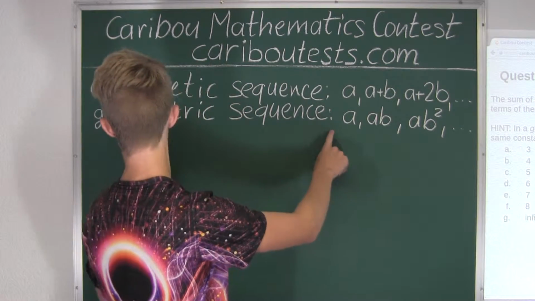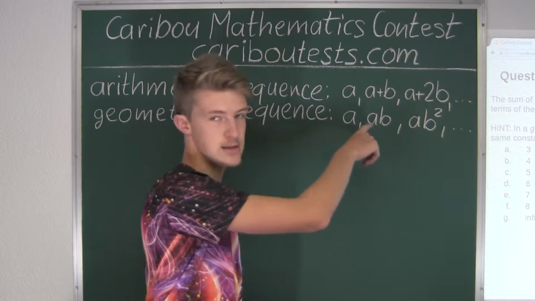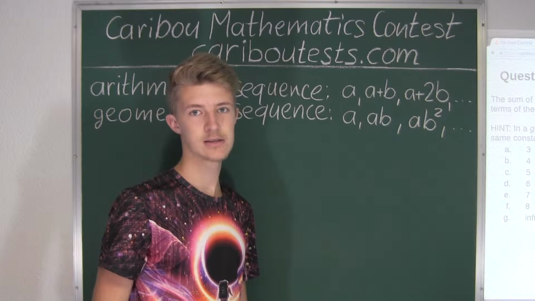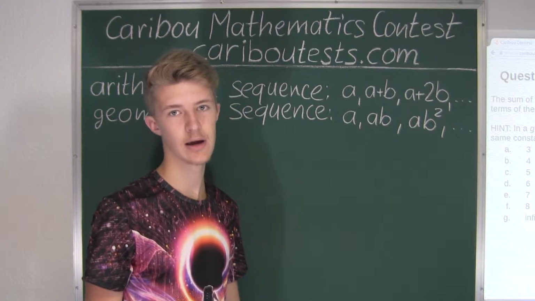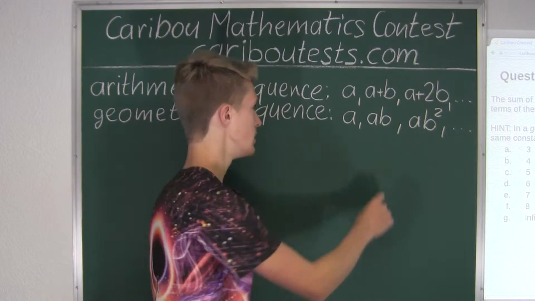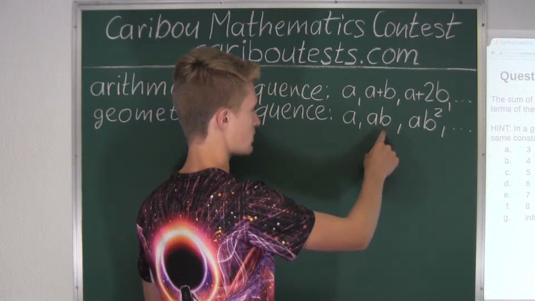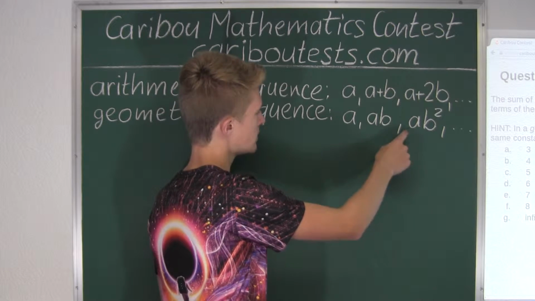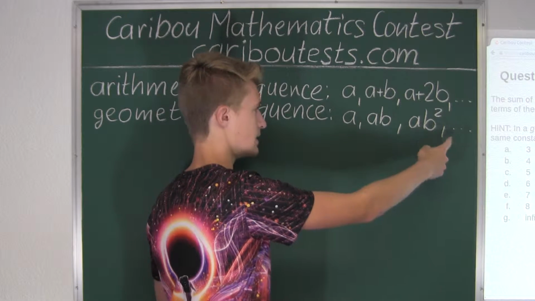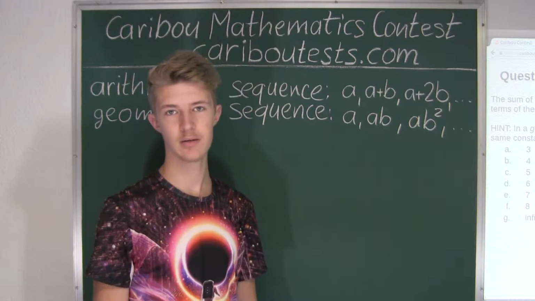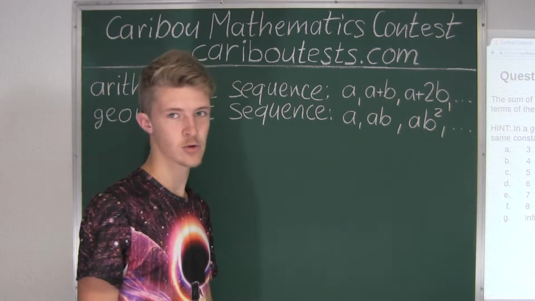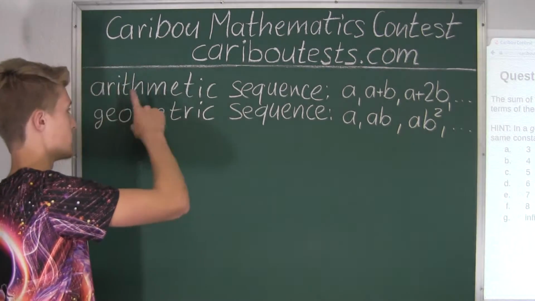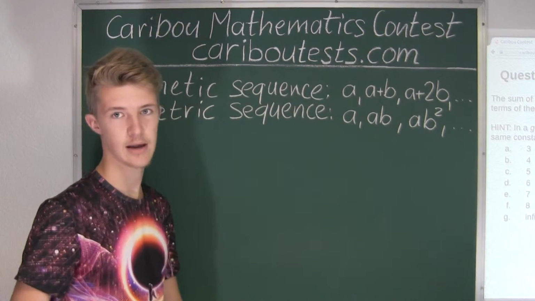And in the geometric sequence, it is the exact same thing. Instead of adding the same number to the previous term, you are multiplying by the same number. So instead of adding B, here we are multiplying by B. First we start off with A, then A times B, A times B squared, and then next would be A times B cubed, and so on. Alright, but in this question, all we are using is the geometric sequence. We don't need the arithmetic sequence at all.